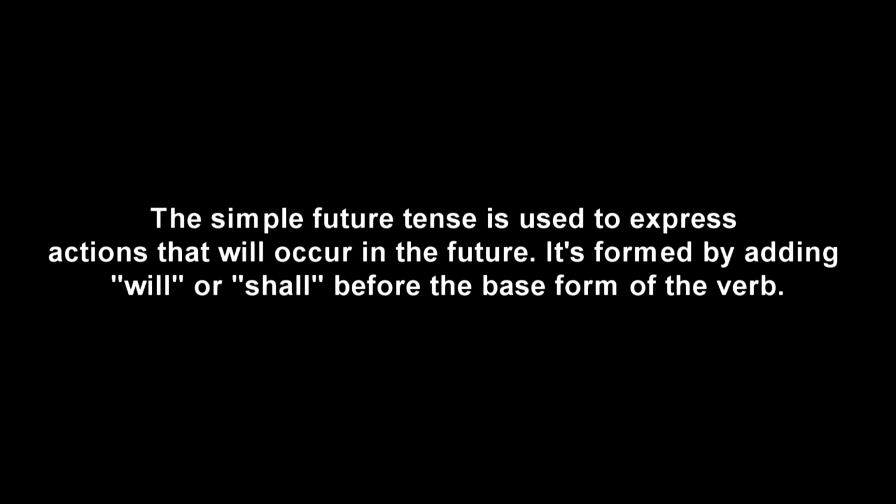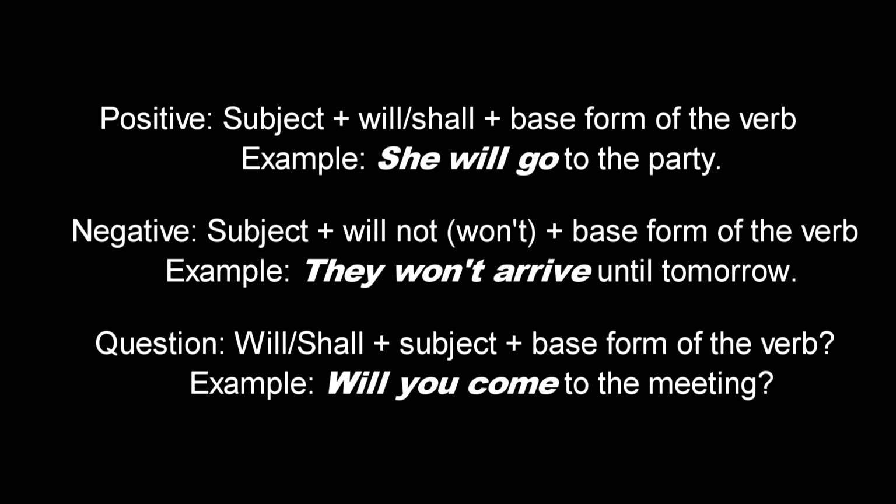1. Simple future tense. The simple future tense is used to express actions that will occur in the future. It's formed by adding will or shall before the base form of the verb. Structure. Positive: subject plus will/shall plus base form of the verb. Example: she will go to the party.